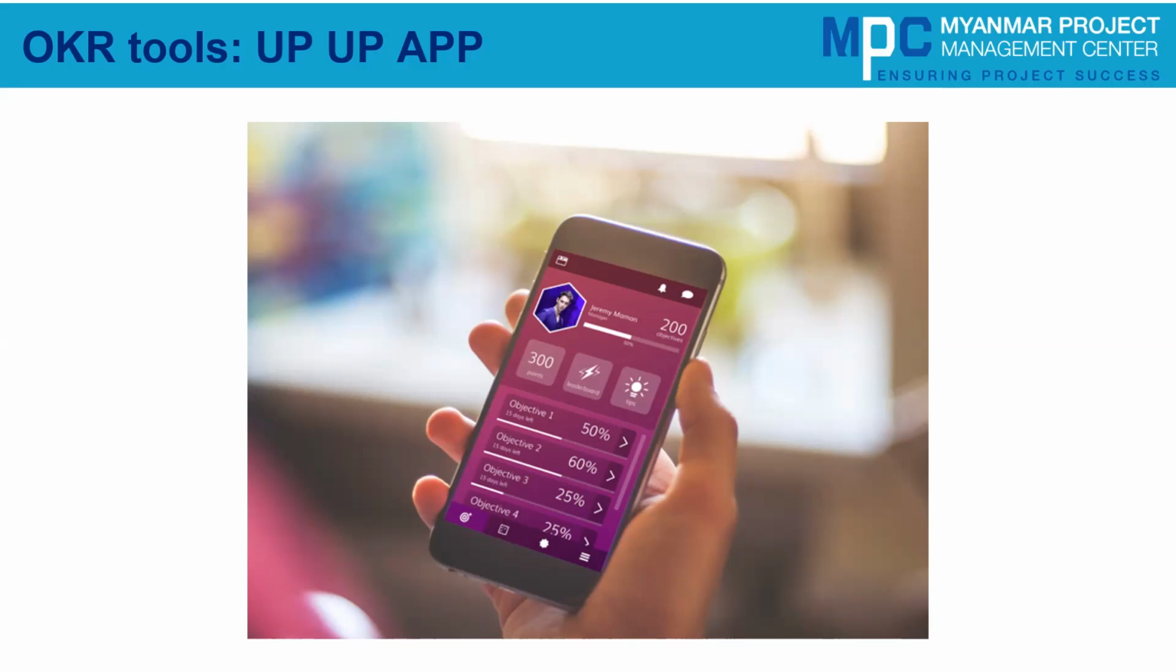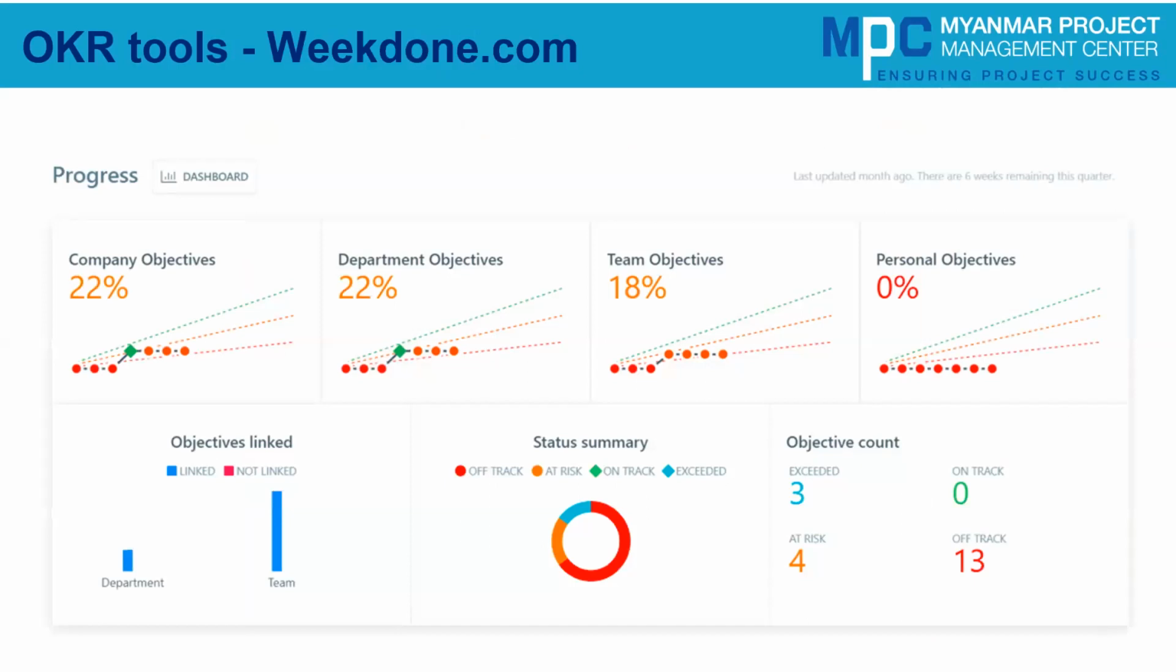Another tool, which is a little bit state of the art, which some of my client companies are using, is called weekdone.com. This is one of the best tools on the market, but you have to pay for the licenses, of course. So Weekdone tracks the objectives and key results on a weekly basis. And you can see how far you get, and you can even break it down from company objectives to department objectives to team objective to personal objective.